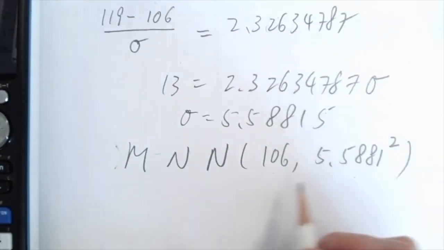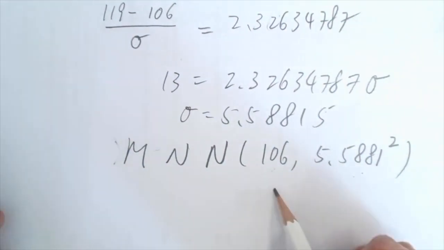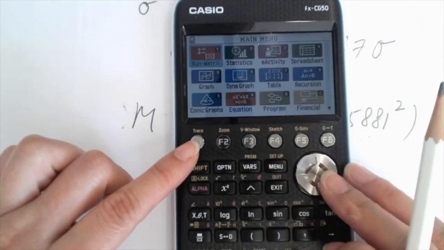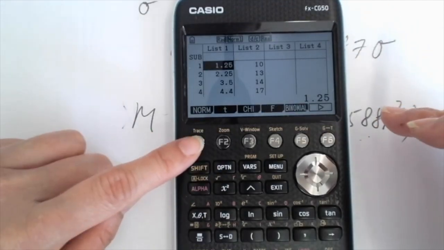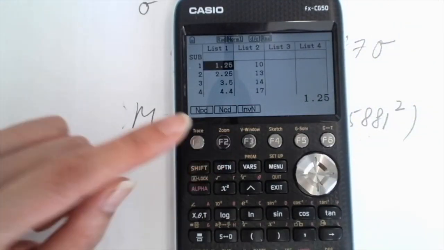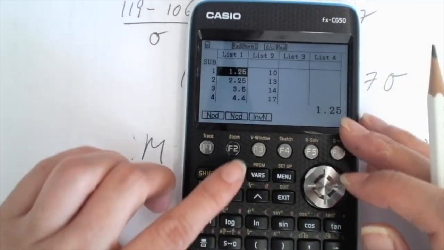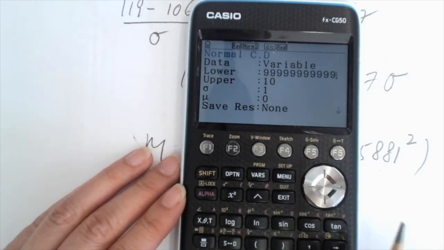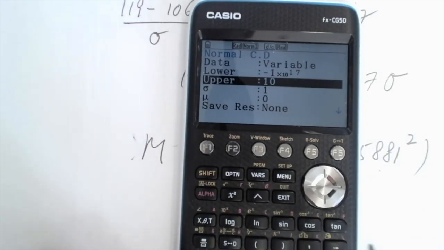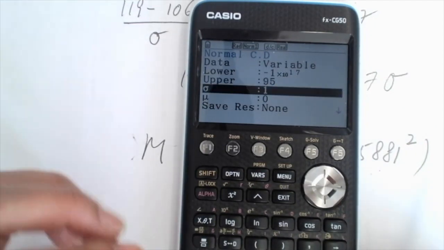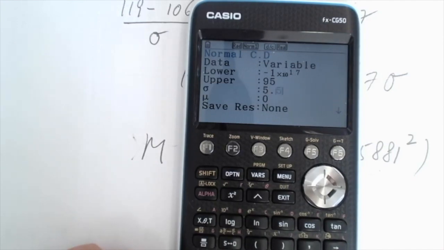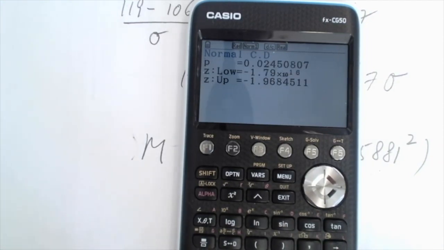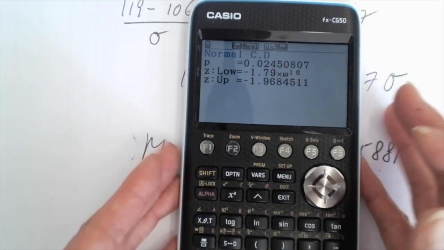If you want to use the notation, make sure it's the mean and the variance. Now we need to find 95. So now we're going to do it. Menu, statistics, normal distribution. Because it's smaller than 95, the lower bound could be any number, relieve some stress, negative 9999, a very small number. And then the upper we could accept is up to 95. This time we got our standard deviation 5.58815, and then our mean is 106. Zoom, and then we got our answer, 0.245.